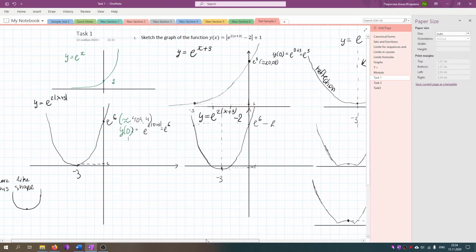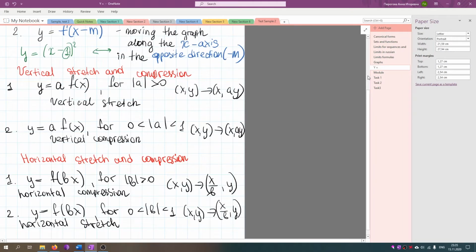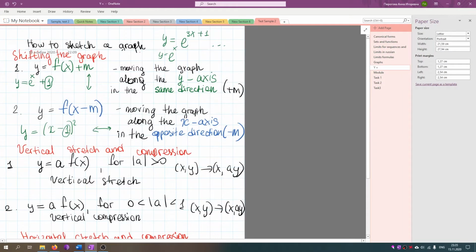And our second step is to add 3 into the power of e, and in this case, if you remember, we are doing this thing because this number is inside the function, so we shift the graph along the x-axis in the opposite direction.